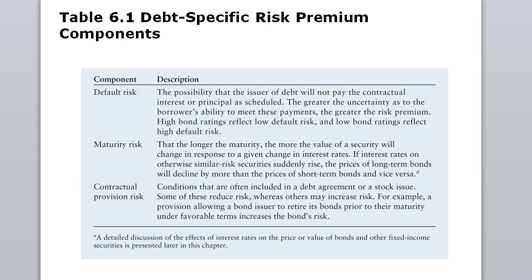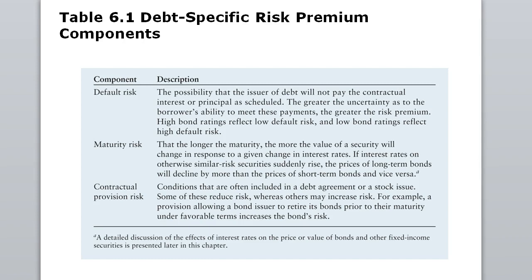So let's look at three debt-specific risk premium components. One is default risk. This is the risk that the company we're investing in is going to default and go bankrupt. A pretty big risk. Maturity risk. The longer the maturity, the more the value of a security will change in response to given changes in interest rates. So the longer the maturity, the more risk that changes in interest rates will affect the value of my bond. And the contractual provisions risk. Bonds can come with specific contractual obligations and agreements on the issuance.